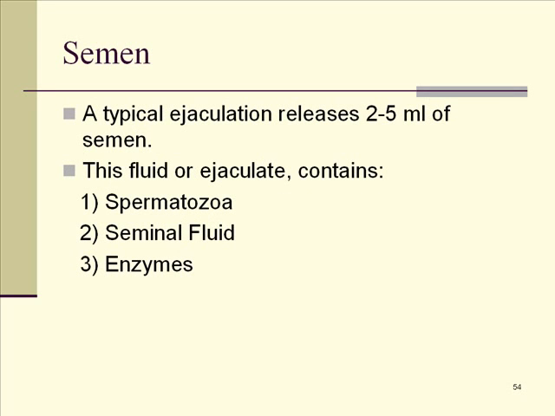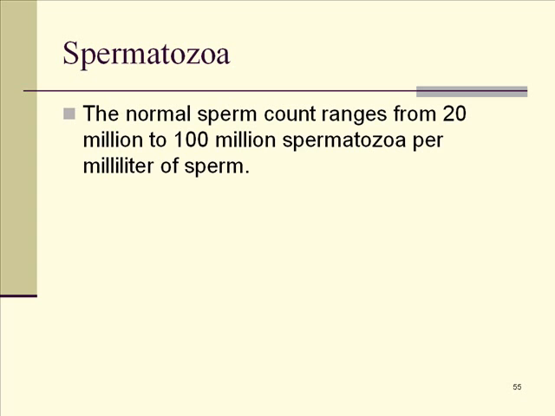Now, semen ejaculant, typically at an ejaculation, releases about 2 to 5 cc's, or 2 to 5 milliliters. Milliliters and cc's are the same, you guys already know that. 2 to 5 cc's of semen in an ejaculant. The ejaculant contains typically spermatozoa, the seminal fluids, and also some enzymes. The normal sperm ranges from 20 million to 100 million spermatozoa per cc of sperm. You need to know those numbers, 20 million to 100 million spermatozoa per cc, and so we got 2 to 5 cc's of sperm.